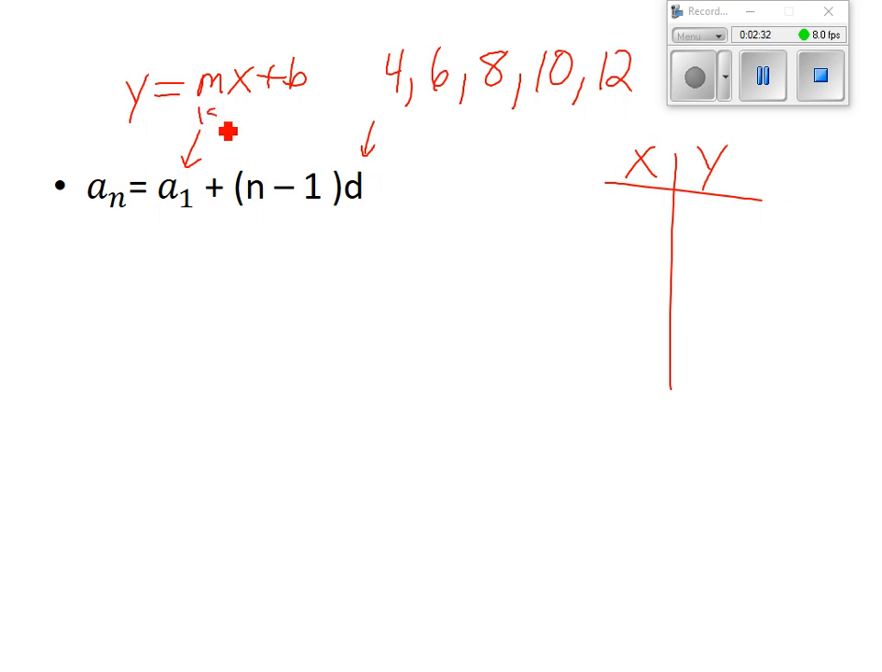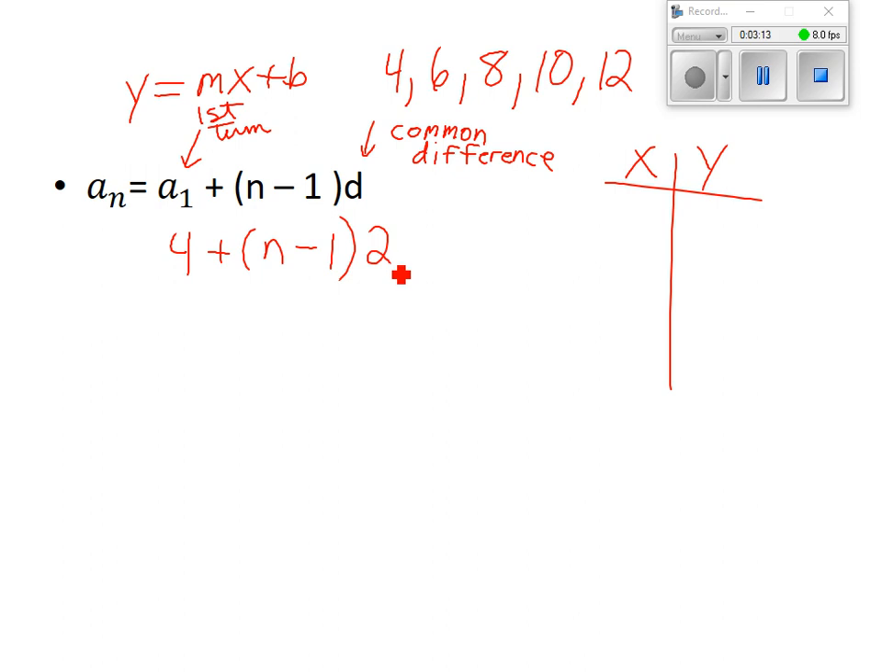a sub 1 stands for the first term in the sequence, so whatever comes first in the sequence. d stands for what's called the common difference. The common difference just means how much it goes up or down by each time. So if we're looking at my sequence, what are we going to put in place of a sub 1? 4. That's the first number in the sequence. Plus, n is like our x, so it stays as a variable. Minus 1, that stays that way. Common difference: how much did I go up or down by? 2. Positive or negative? Positive.